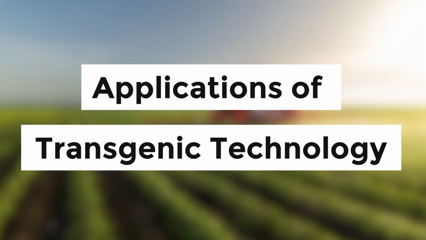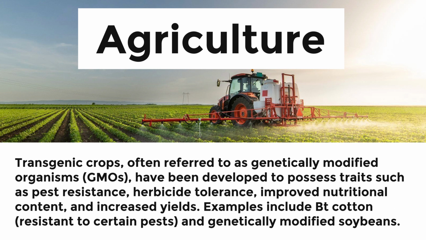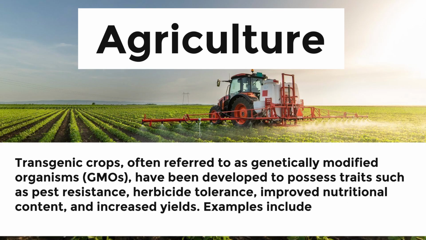An application of transgenic technology in agriculture. We can see that in agriculture, transgenic crops, often referred to as genetically modified organisms or GMOs, have been developed to possess traits such as pest resistance, herbicide tolerance, improved nutritional content and increased yield. Examples include Bt cotton, resistant to certain pests, and genetically modified soybeans.